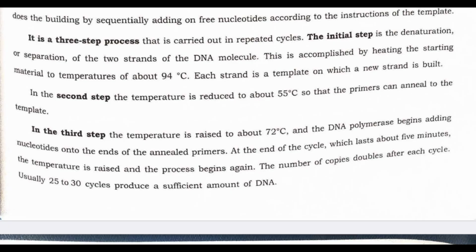At the end of the cycle, which lasts about 5 minutes, the temperature is raised and the process begins again. The number of copies doubles after each cycle. Usually 25 to 30 cycles produce a sufficient amount of DNA.